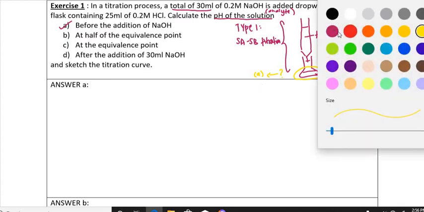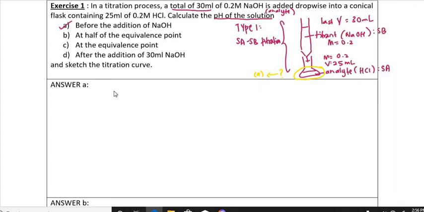So, when we refer to the conical flask, it only have HCl. HCl is strong acid. Okay, refer to the solution in conical flask before added NaOH. So, if you have only the solution which is strong, that means you must use ICE table. Still remember?